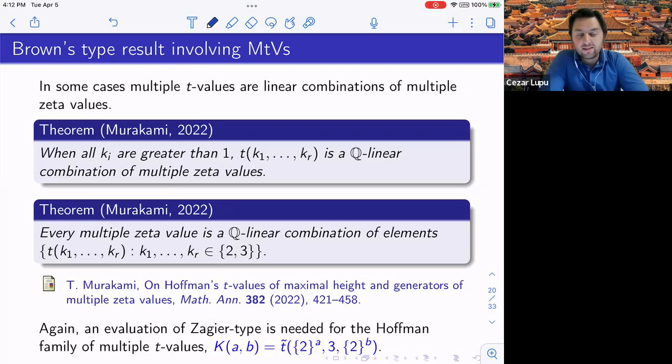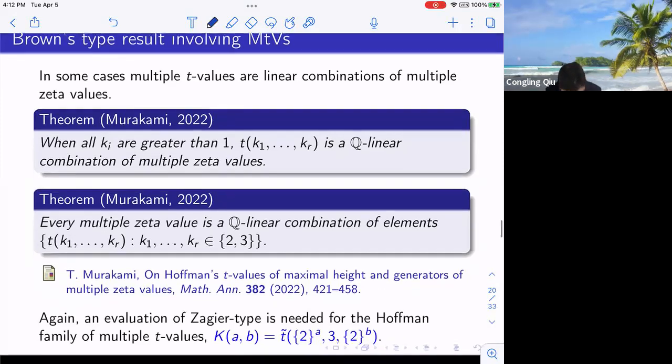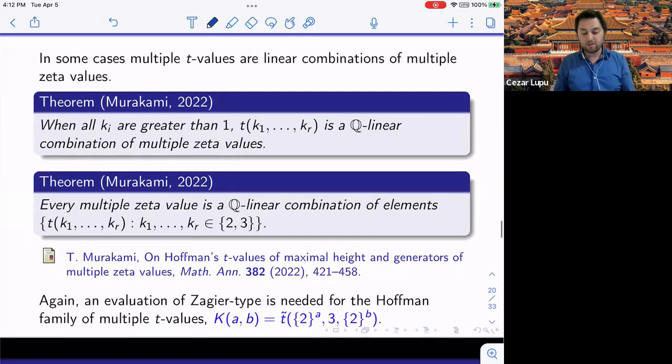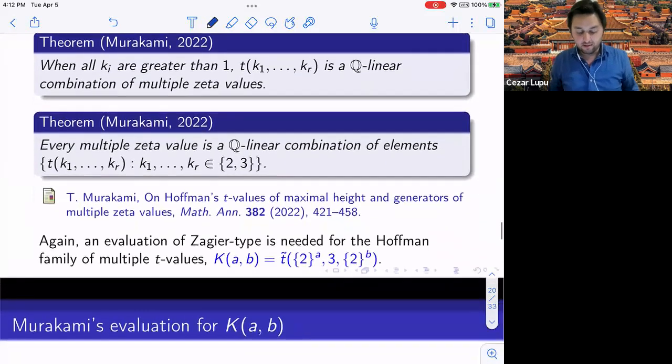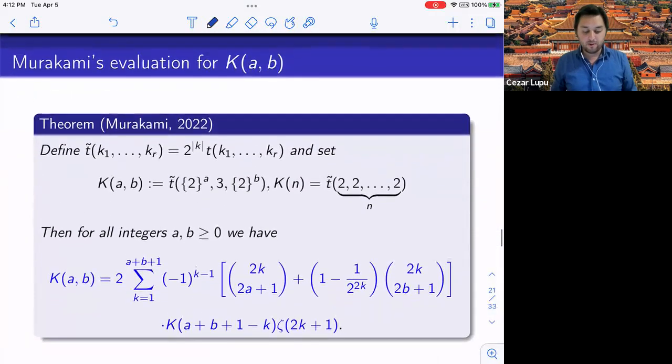He actually showed that every multiple zeta value is a Q-linear combination of elements, well, the same way, involving 2s and 3s. So this is an analog of Brown's theorem, and it was published very recently in this paper. And in fact, he basically mimics Brown's and Zagier's paper verbatim, basically. He reduces everything to evaluating this family of multiple t values involving 2s and 3s. So in other words, Murakami proves this theorem.